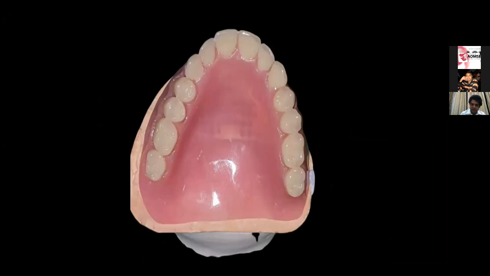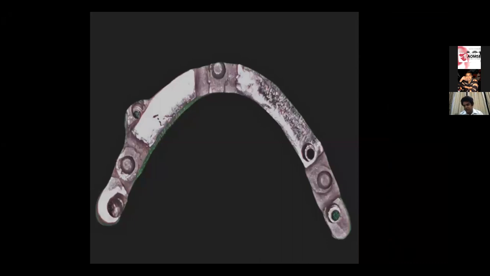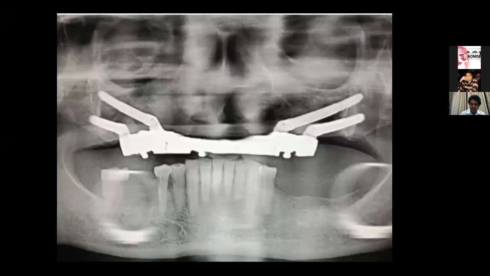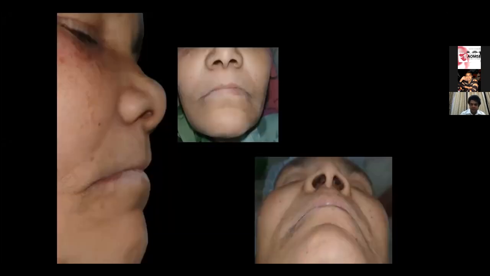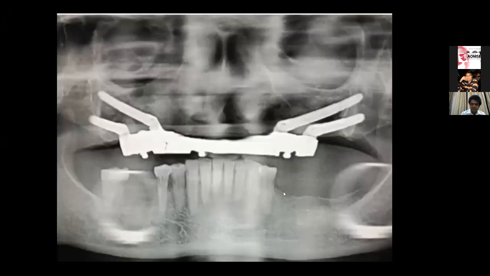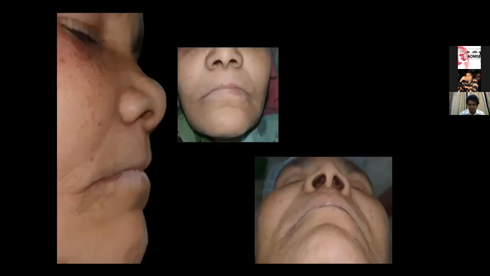And then later on, we gave her a bar retained overdenture because she was having multiple oro-nasal communications. So a removable prosthesis was given to her on a bar like this. And after prosthesis, she had improvement in the facial aesthetics also. So this was the bar with studs over which the denture was stabilized. So you can give a removable denture, removable prosthesis over the zygomatic implants.